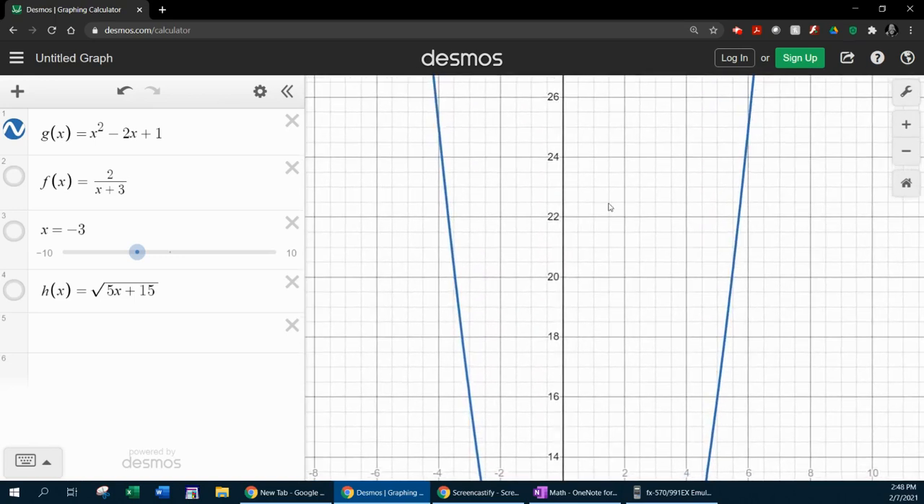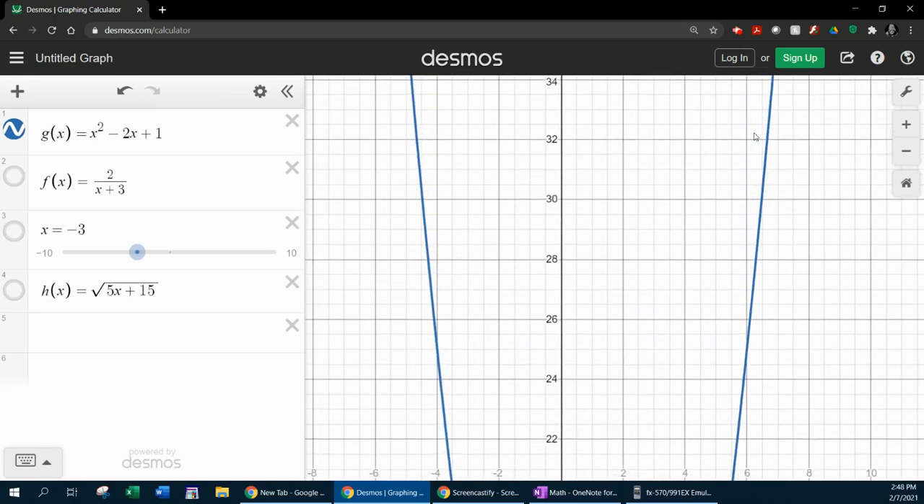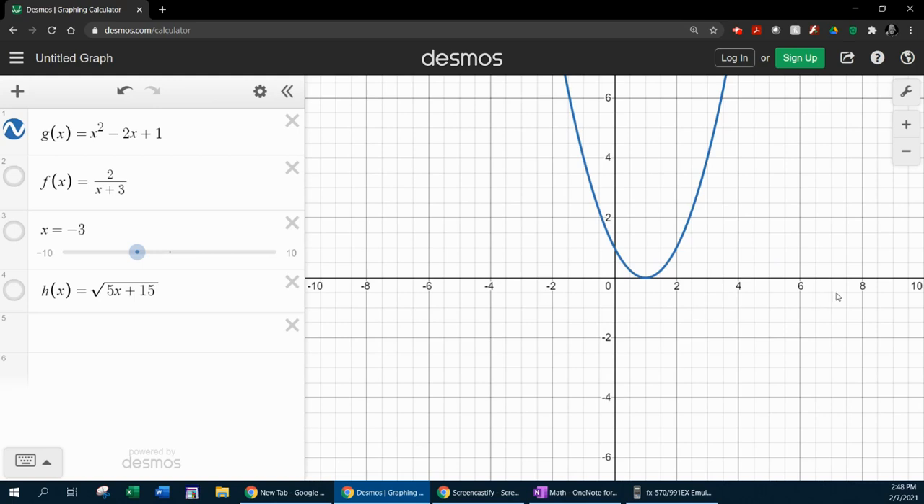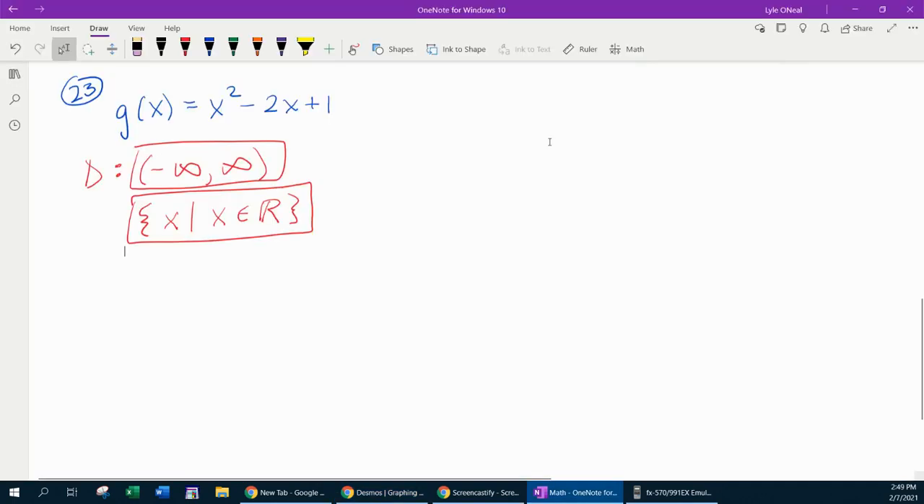But notice as it goes up, it also gets wider. And so if I go up to infinity, it's going to spread out left and right forever. So this graph will cover all values of x. And that's going to do it for number 23.